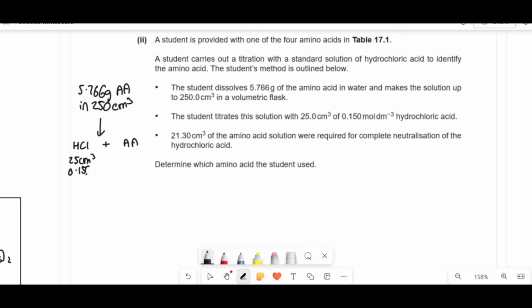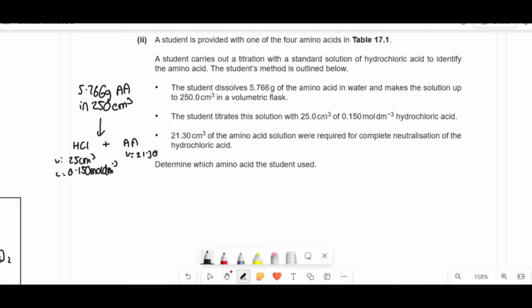0.150 moles per decimeter cubed. You write the things that you need down. VC, cool. Still don't know anything about the amino acid. However, it says that this much of the amino acid solution was required for the complete neutralization of this. So now I know that the volume of this amino acid solution they took from the original is 21.30, right? Loads of people just jumped straight into this, blindly worked out things, lost multiple marks, and then tried multiplying it by 10 because they immediately thought, oh, 25 to 250.